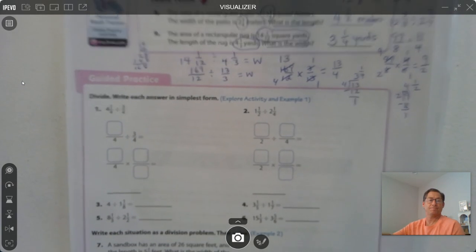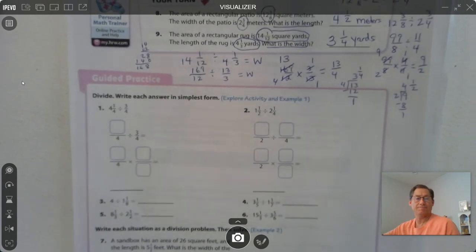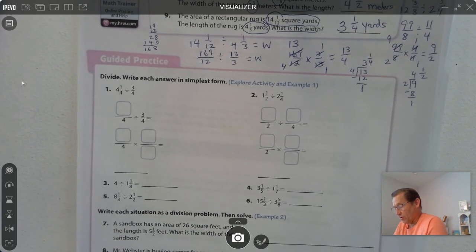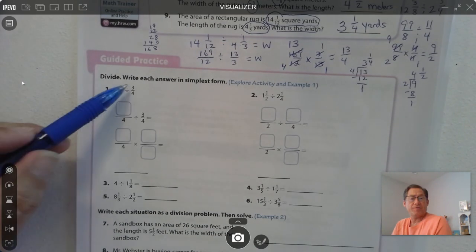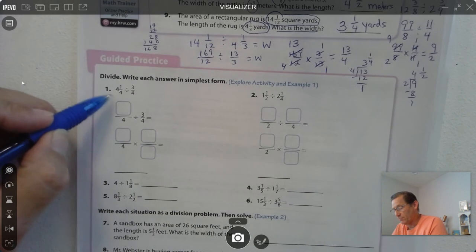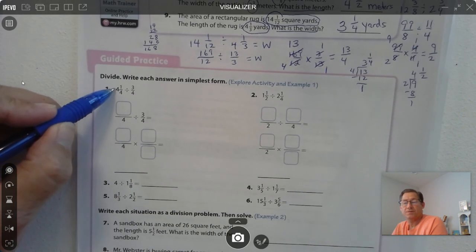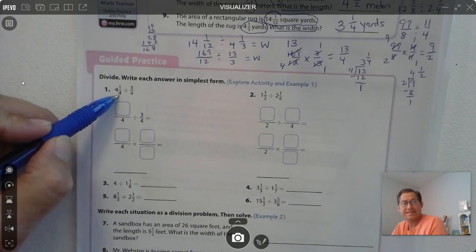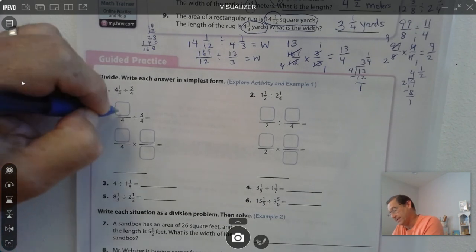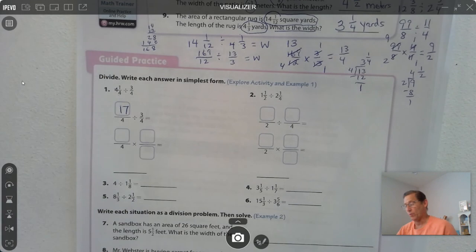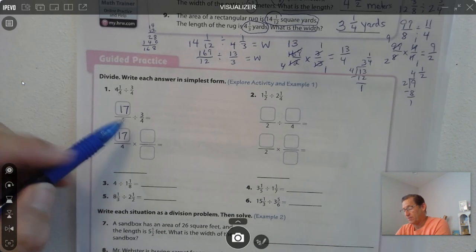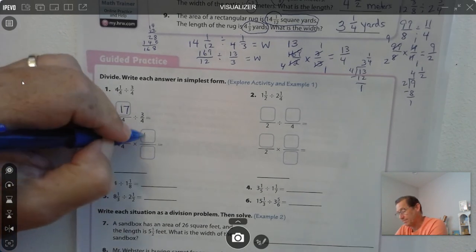All right, let's start our guided practice. Number 1. So 4 and 1/4 divided by 3/4. Well, first thing we're going to do is change the mixed number into a fraction greater than 1. So 4 times 4 is 16, plus the extra 1/4 is 17 fourths. Now we want to multiply the 17 fourths by the reciprocal of 3/4.